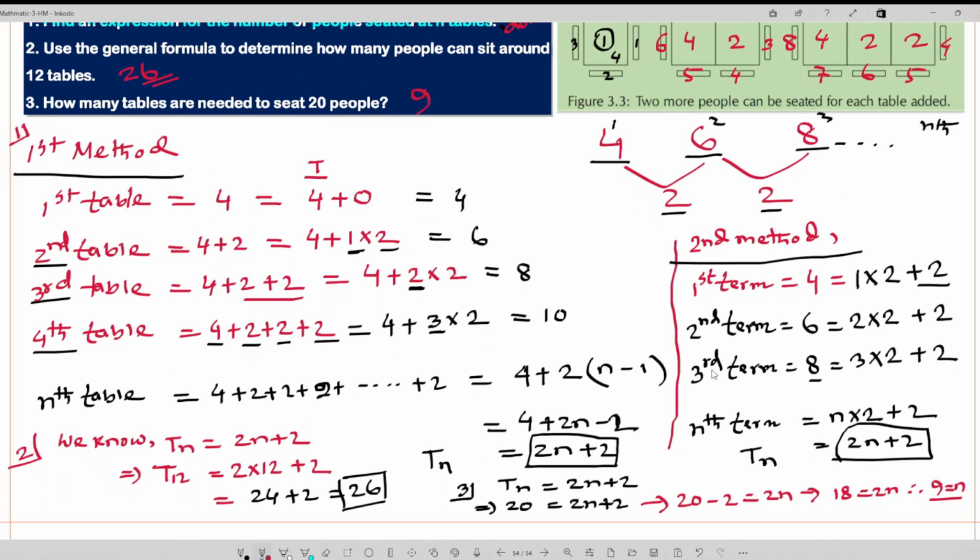Hope you understand this one. My request, don't watch this video faster. If you watch slowly, hope you will be clear on everything. So number 1, this one or this one, first method or second method. Number 2, this one, and number 3, this one. Number 1 answer is 2n plus 2, with 2 methods. Number 2 answer is 26 and number 3 answer is 9. So hope you are clear on everything.